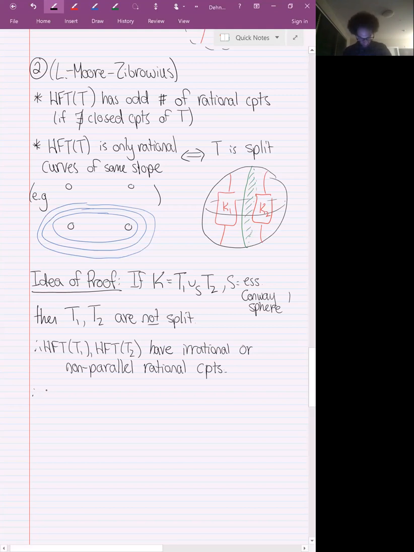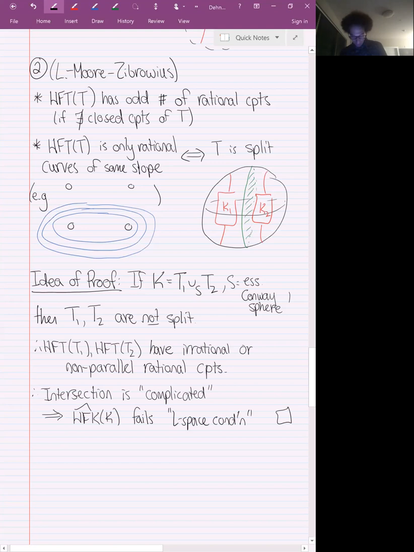So, therefore, the intersection is complicated in a way that one can analyze by looking at the bigradings and so on. But that implies that the knot Floer homology of K fails the L-space condition that we wrote down earlier, about having this very constrained bigrading structure on the knot Floer homology. And so that's really all there is to the proof. One just has to do a careful analysis of the bigradings and see that it fails this particular structure.